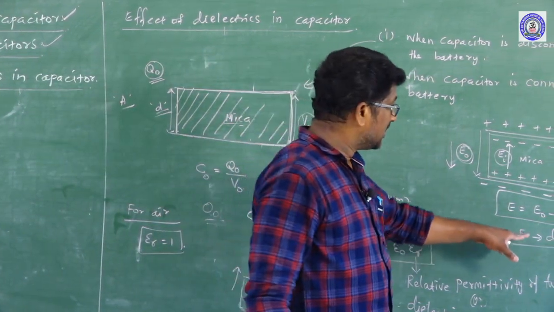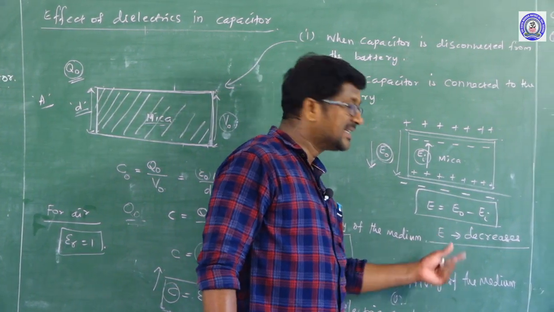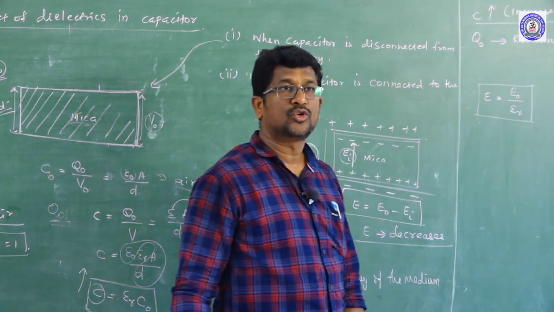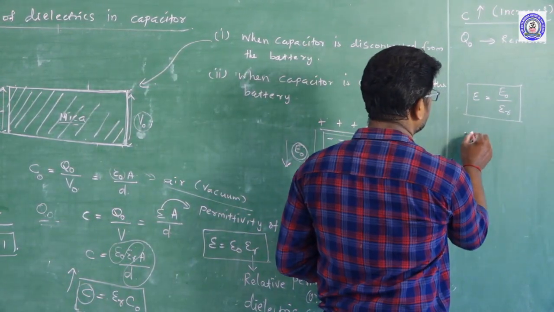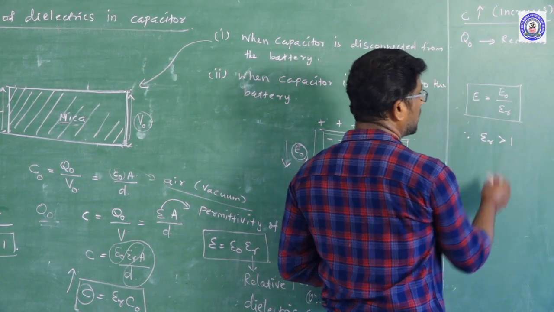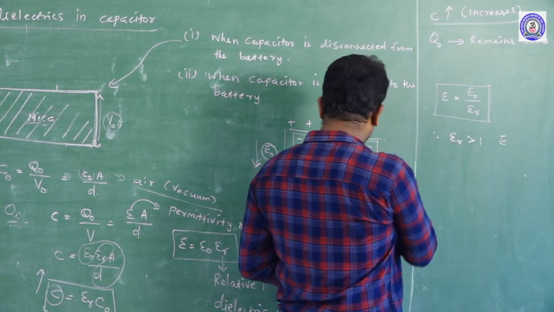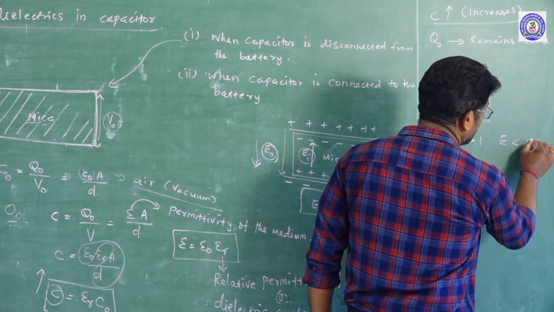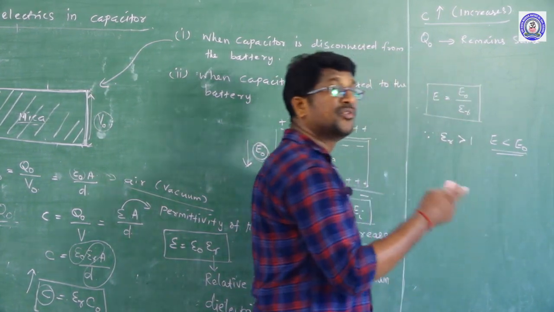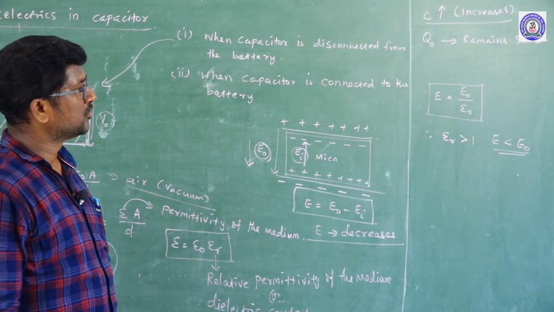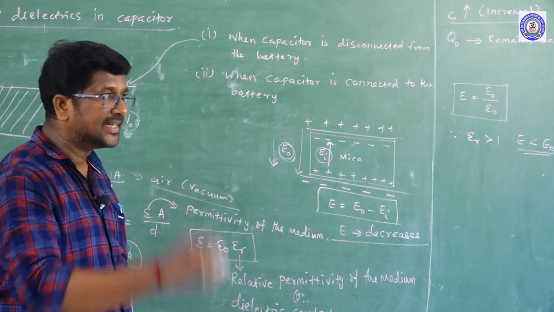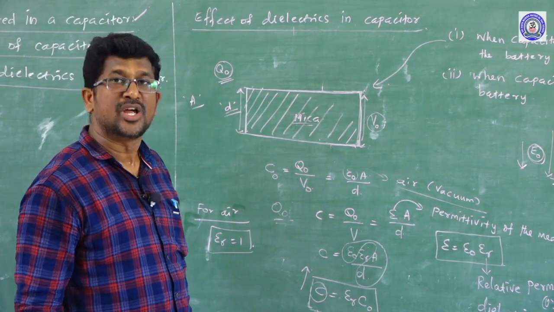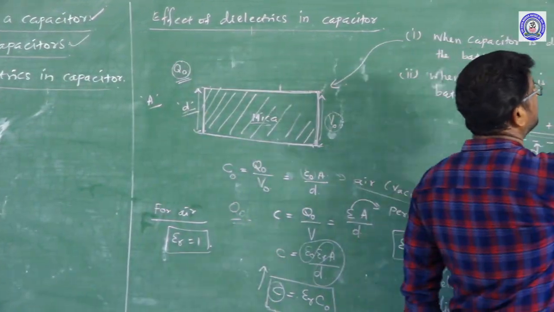And third, the electric field between the plates of the capacitor decreases. It is given by the formula E is equal to E naught divided by epsilon r. Since epsilon r value is greater than 1, therefore, the electric field between the plates of the capacitor after introducing dielectric material is less than the electric field between the plates before the dielectric is introduced. So, it means the electric field value decreases if the dielectric material is introduced between the plates.